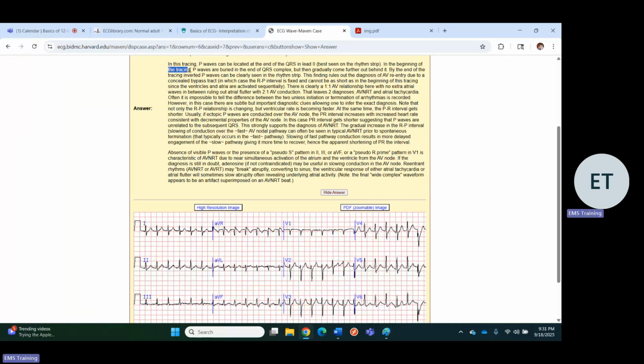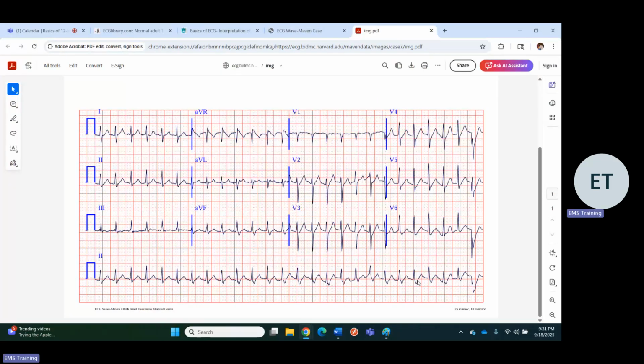In the beginning of the tracing, P waves are buried in the end of the QRS complex, but then gradually come farther out behind it. Okay, so we did notice the variability there. By the end of the tracing, inverted P waves can be clearly seen in the rhythm strips. Oh yeah, that's why it gets wider. It's slowly marching out. Okay, that explains it. Yeah, and that probably explains why this is a little wider over here, and then that goes away by the time we get over here.